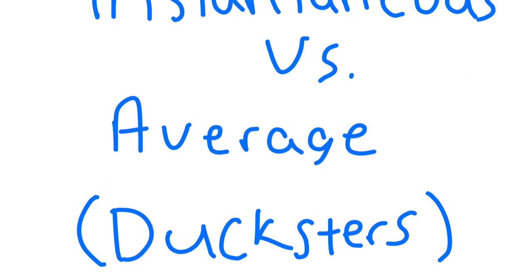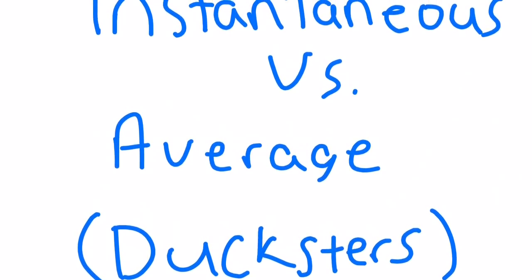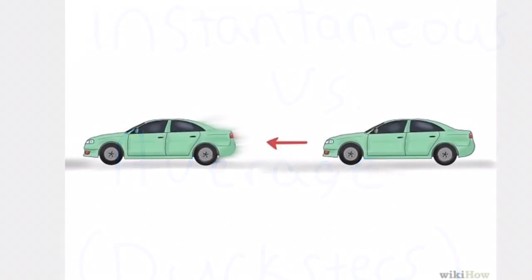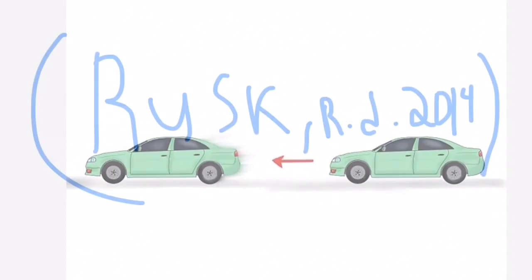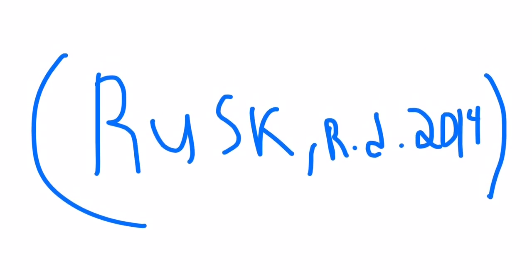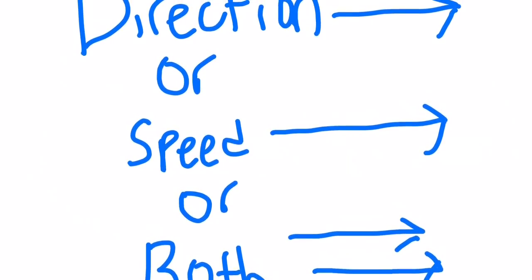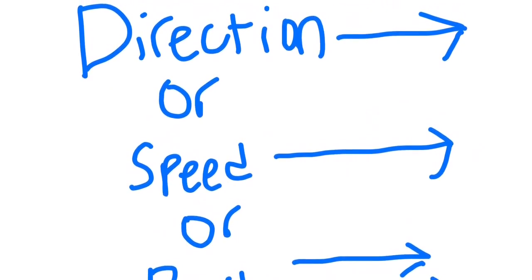Instantaneous speed is the object's speed at a given moment. Average speed can be calculated by the distance an object traveled over the given time. Acceleration is the time rate of change of velocity. Acceleration can mean three things: speed is changing, direction is changing, or both at the same time.